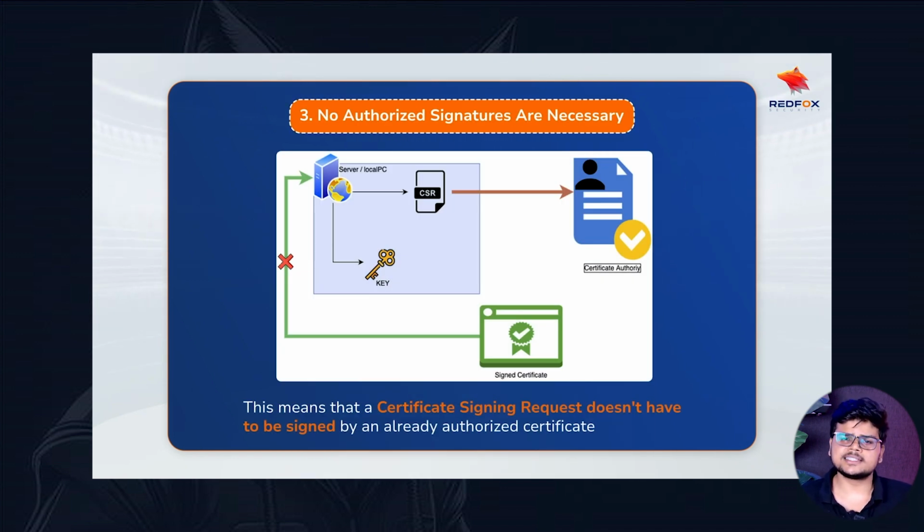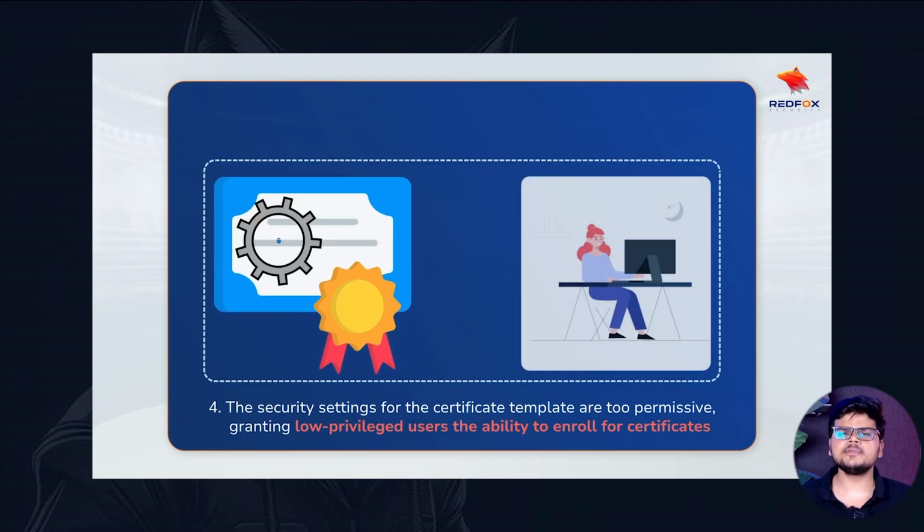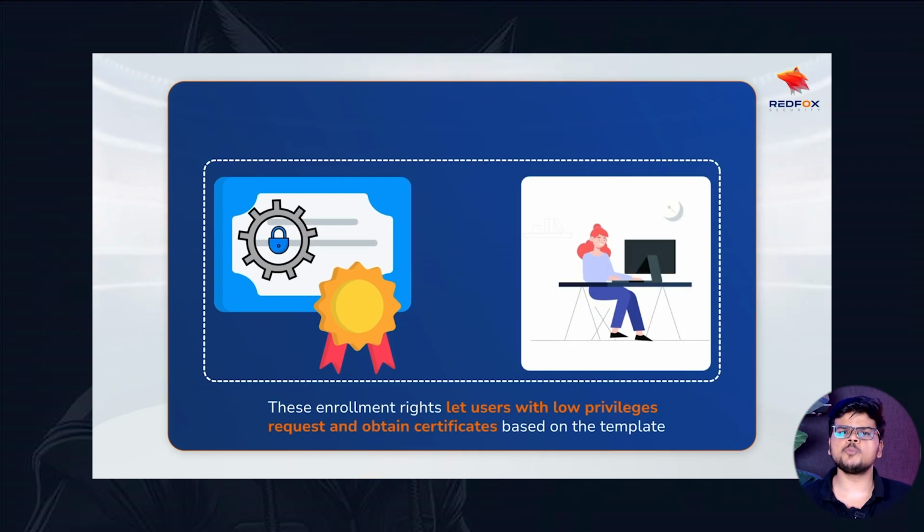The third condition is that no authorized signatures are necessary. This means that a certificate signing request doesn't have to be signed by an already authorized certificate. And the fourth condition is that the security settings for the certificate templates are too permissive, granting low privileged users the ability to enroll for certificates. These enrollment rights let users with low privilege request and obtain certificates based on the template.